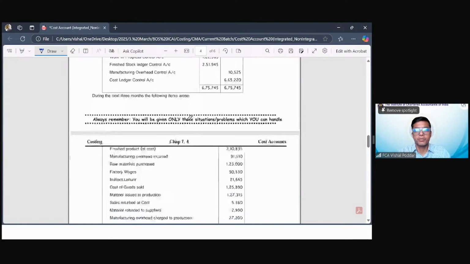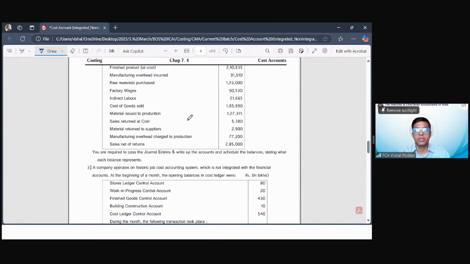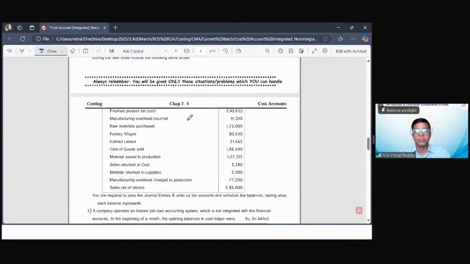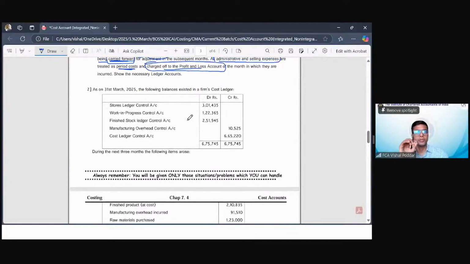This is my next question. Again, we follow the same format. I will do one thing. The second question, I'm not preparing the accounts. I'll just discuss the entries. You all check the entries at your end.